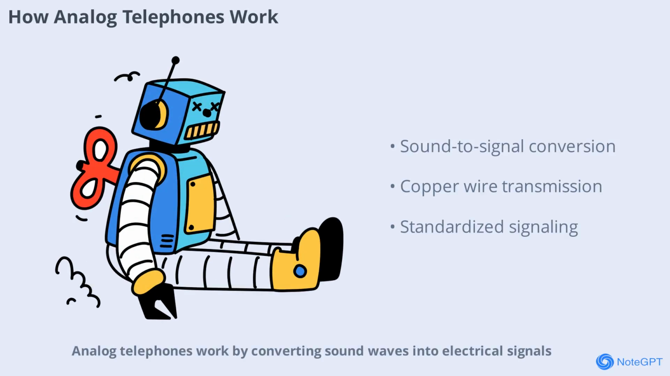Analog telephones work by converting sound waves into electrical signals, which are then transmitted over copper wires to the recipient's phone. The process is simple but effective, relying on standardized voltages and signaling methods to ensure compatibility between different telephone systems. Switches and exchanges route calls to their destinations, allowing people to connect instantly, even across long distances. The reliability and simplicity of analog telephony made it a cornerstone of global communication for decades.